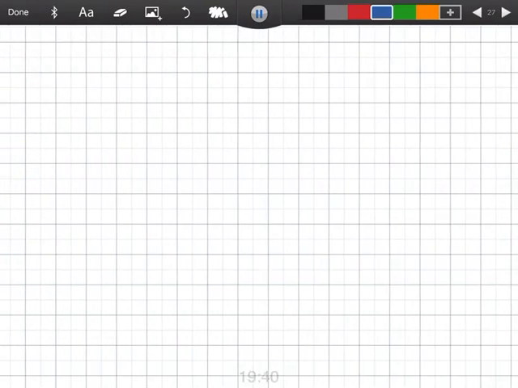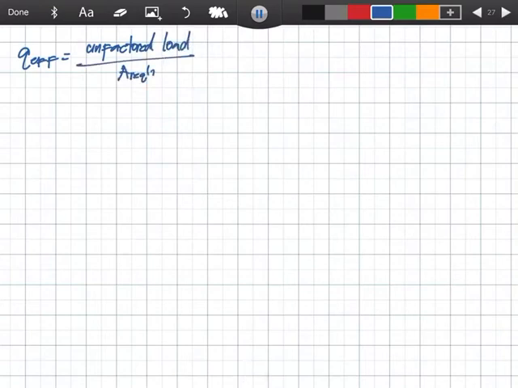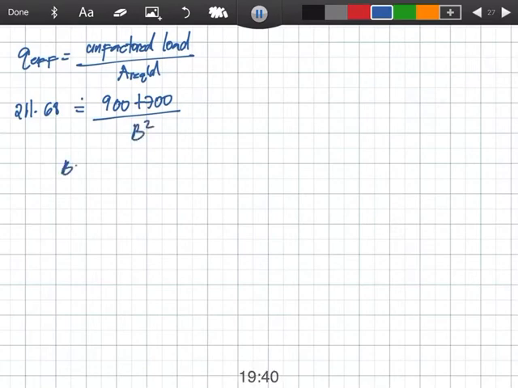Kasi, ang gagamitin natin, class, so to get our area required, Q effective is equal to unfactored load over area required. So, ano yung effective natin? 211.68. Unfactored load, ano yung unfactored load? We have 900 plus 700 over area required. Anong area required? B, square siya, B squared. So, we can get B as our effective width.